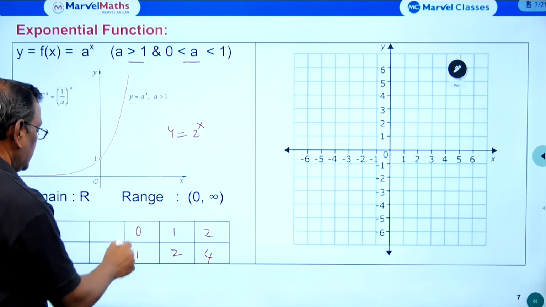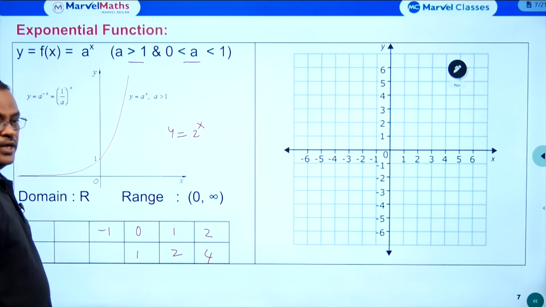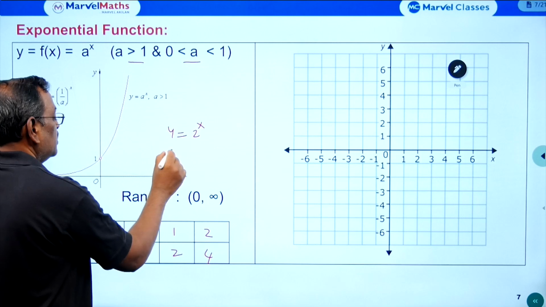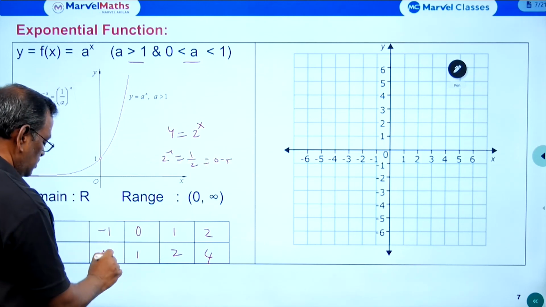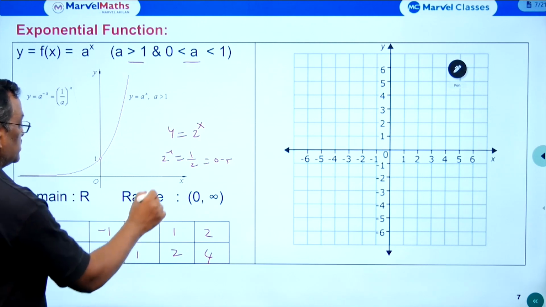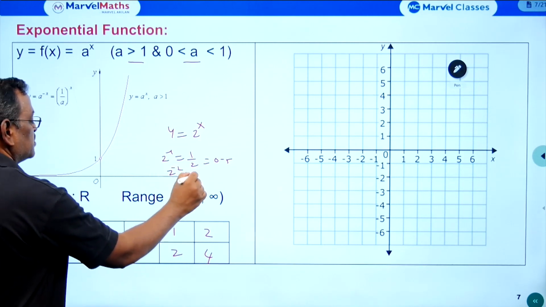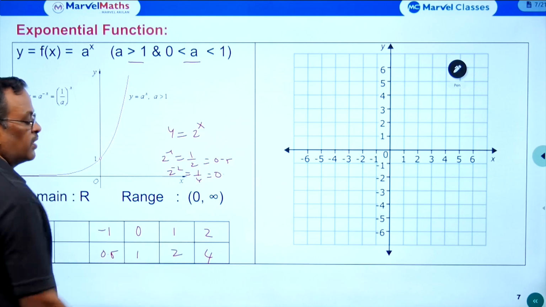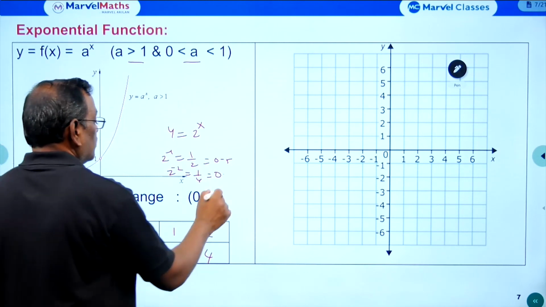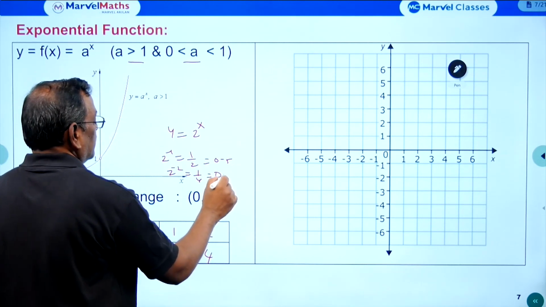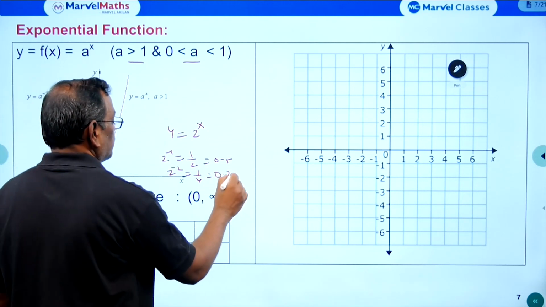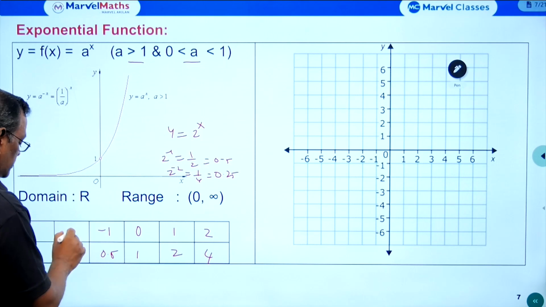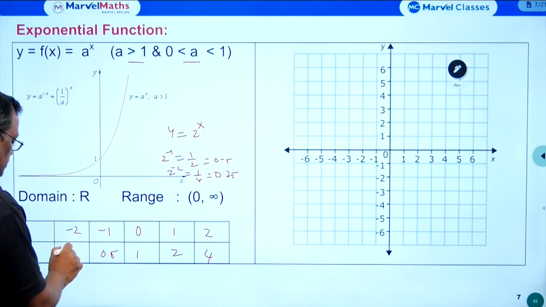When x equal to minus 1, y equal to 2 power minus 1, which is 1 by 2, 0.5. When x equal to minus 2, 2 power minus 2 is 1 by 4, which is 0.25.